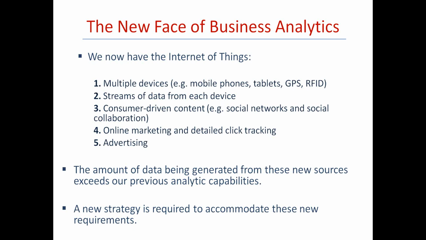But today we have the Internet of Things. We have multiple devices like mobile phones, tablets, GPS, RFID tags, and we get streams of data from each of these devices. Adding to this, there is a lot of consumer-driven content on the internet, from social networks and social collaborations. We have online marketing, detailed click tracking, advertisements. All this data coming from different sources is exceeding our previous analytic capabilities. That is the reason we are looking at new strategies to accommodate these new requirements.